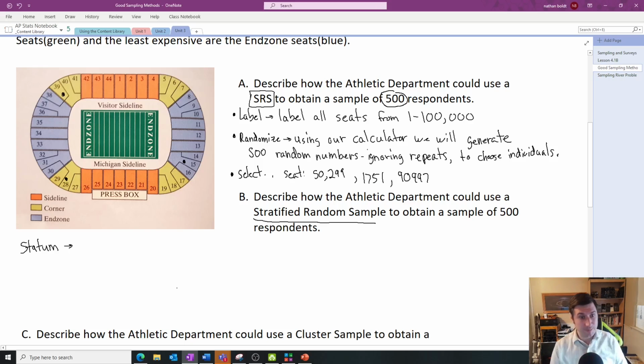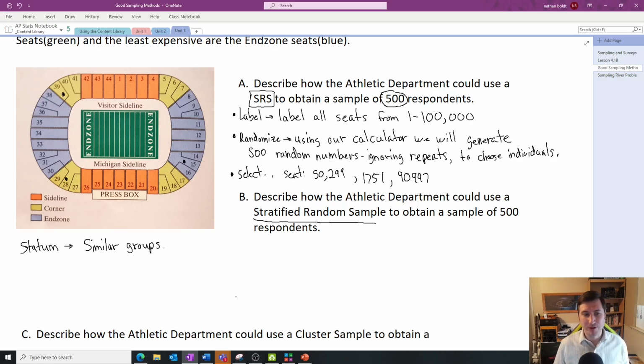This is where you group people together, people that you think are similar. So we think about this problem: what types of people do you think would have a similar opinion about the concessions? That's kind of what you have to figure out. Our context is concessions. What people here do you think might have similar opinions about the concessions? And then you group those people together.